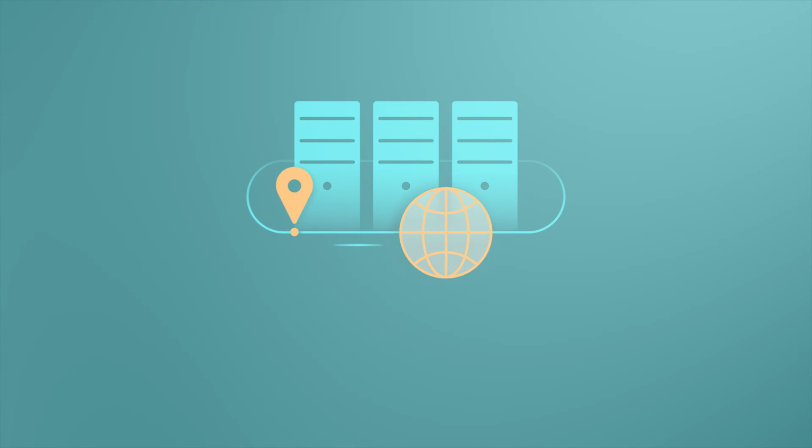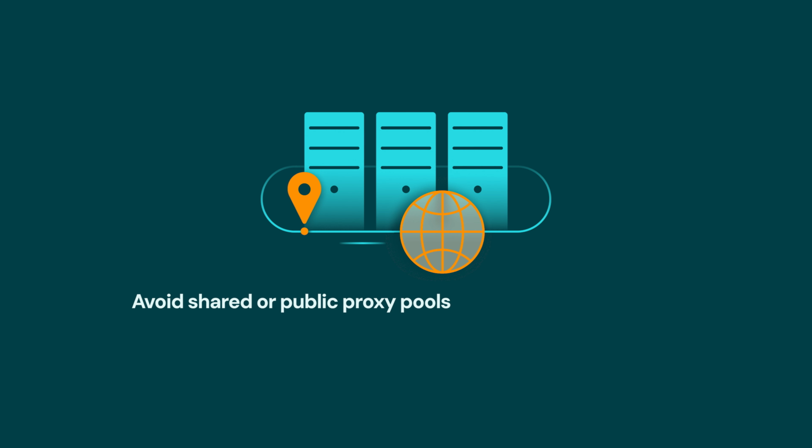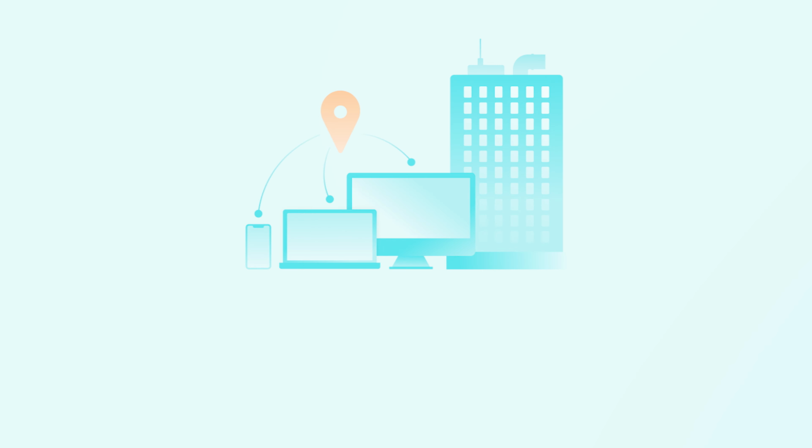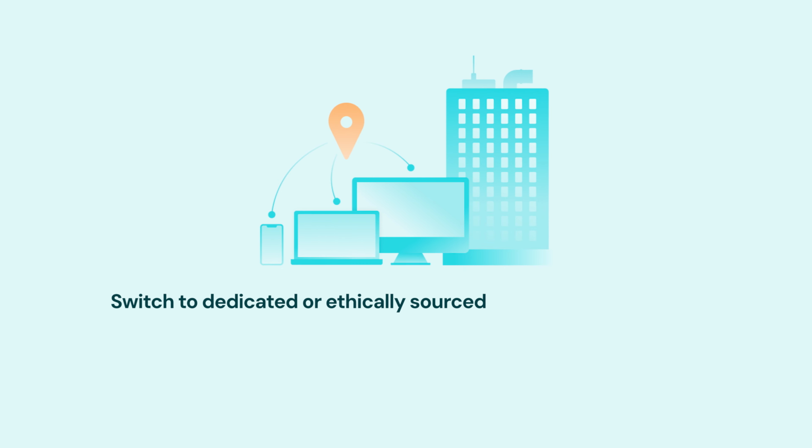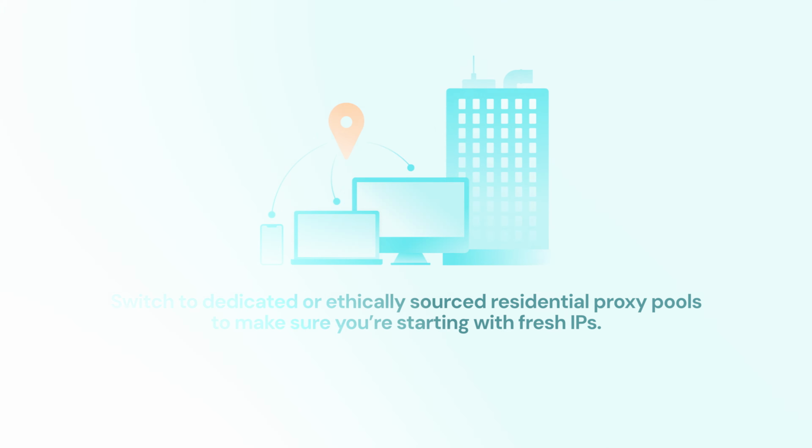If the diagnosis points to IP reputation, the issue is the proxy pool. So avoid shared or public proxy pools because you don't know how those IPs were used before you got them. Instead, switch to dedicated or ethically sourced residential proxy pools to make sure you're starting with fresh IPs. And once you have them, rotate frequently enough that no single IP builds a behavioral pattern your target can flag.